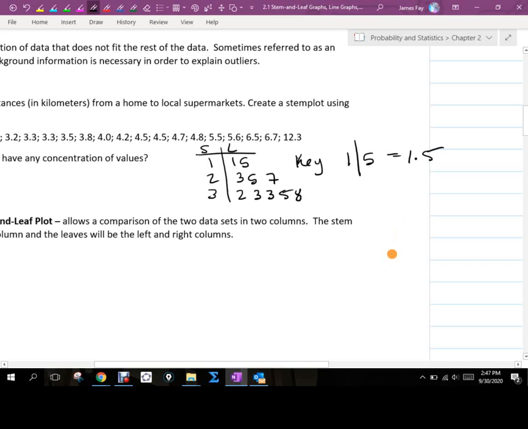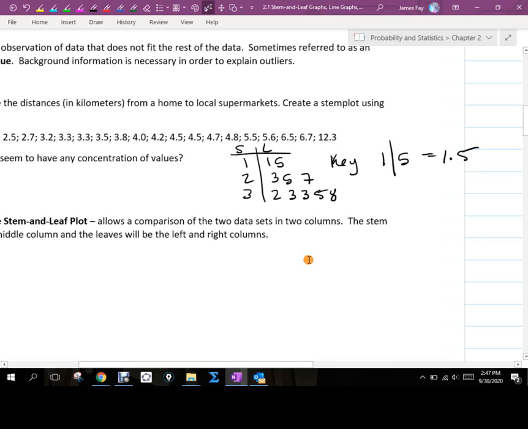Is that all right, everybody? When you write your key, it doesn't even have to be a data point that you have. Questions on that? All right.